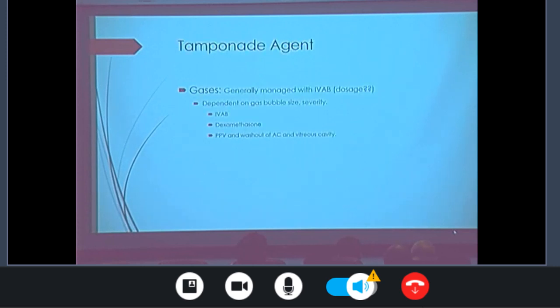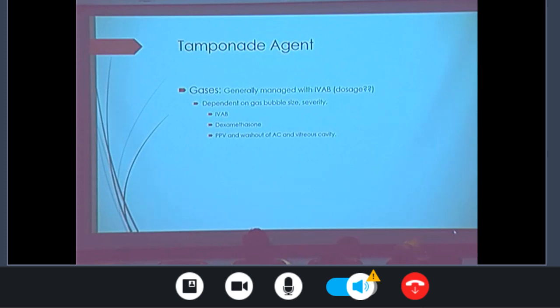So how do we manage an eye that has a tamponade agent and develops endophthalmitis? Well, when the eye has been tamponaded with gas, it is usually recommended to inject half dose of the antibiotics, and the sample for culture is taken from the anterior chamber, not from the vitreous cavity, because we would just be taking a sample of gas. Obviously, nothing would grow there. So usually it's recommended to inject half-dose antibiotics unless the gas bubble is filling more than 50% of the vitreous cavity. In that case, you could give full-dose antibiotics.